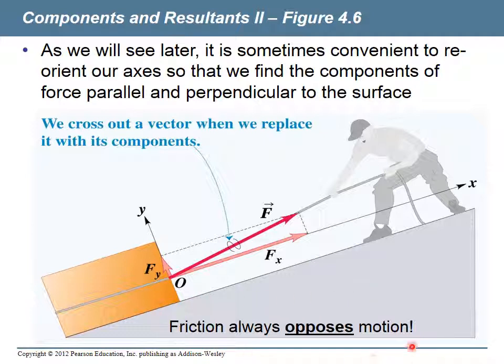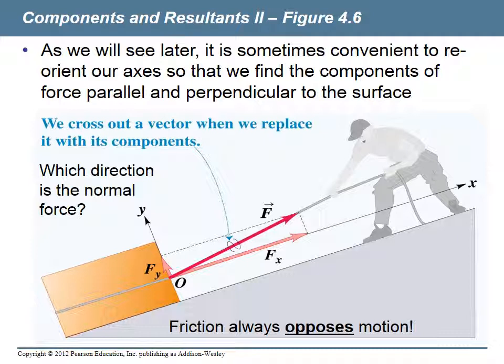Remember, I said this already, but I want to emphasize it. Friction always opposes motion. If this is moving up here, then friction has to be working that direction. If this were sliding down the ramp, then friction would be working up the ramp. So friction always opposes motion.